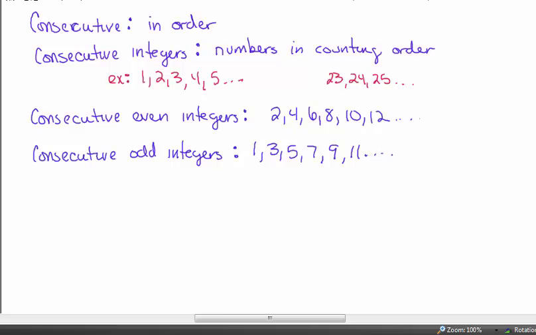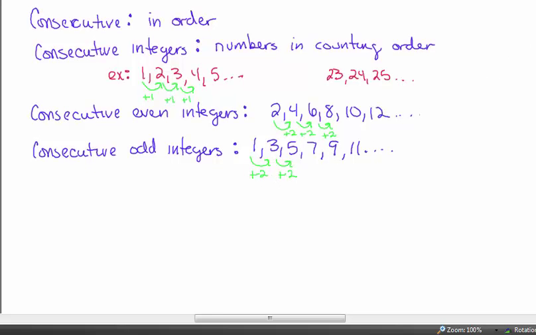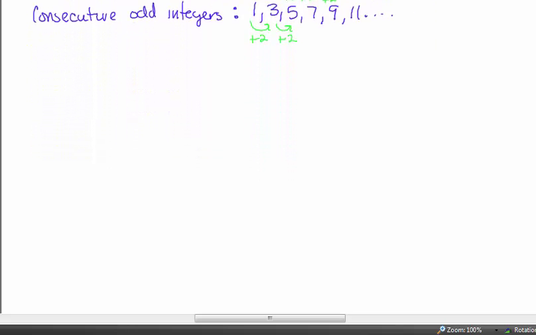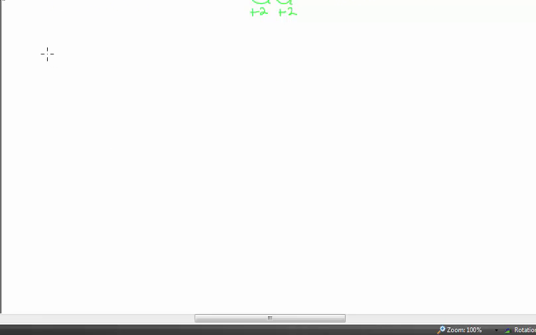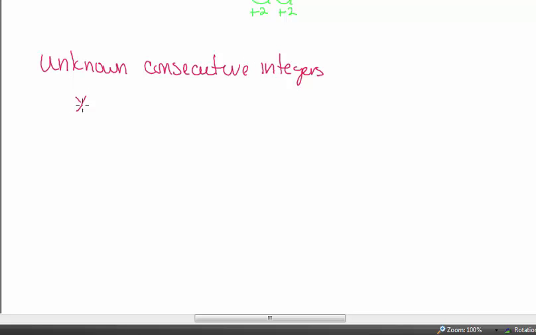Now, consecutive integers: to get from a 1 to a 2, I added 1. To go from a 2 to a 3, I added 1, etc. And as I mentioned already, we add 2 on the evens, and we add 2 on the odds. Now, when we don't know what the integers are, well, the first one is x, but then what's the next one?